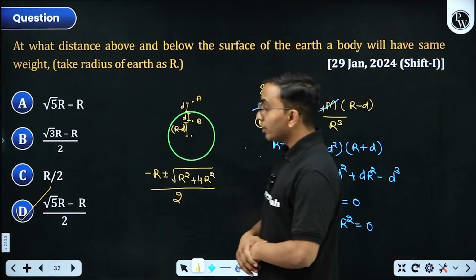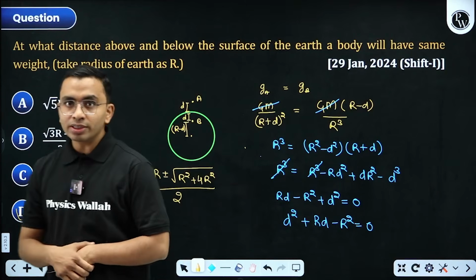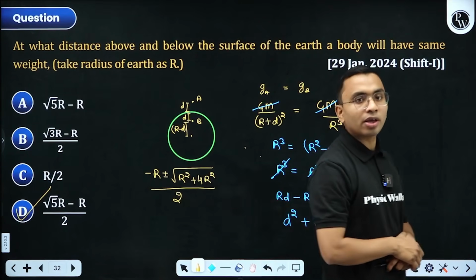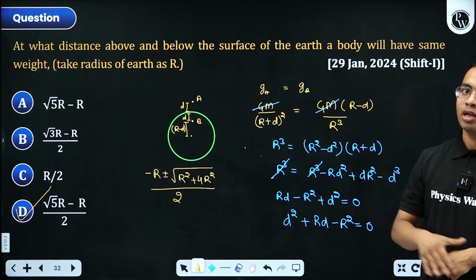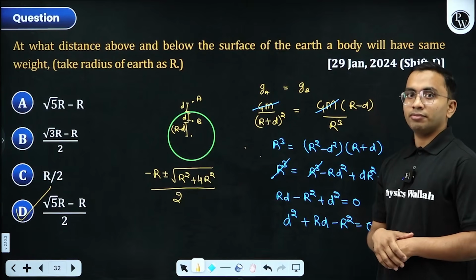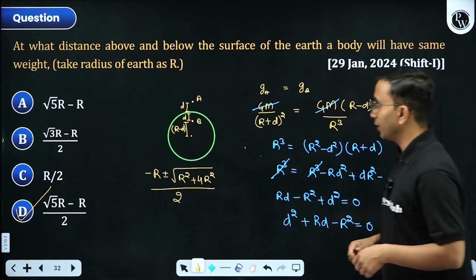Now in this question, it was not mentioned that this d is very, very small. Therefore, I cannot take that assumption, g dash at a height to be g into 1 minus 2h by r. That assumption I cannot take here.